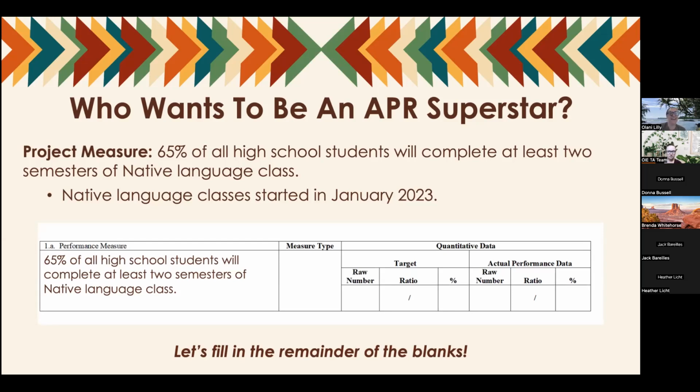Let's go ahead and look. Again, the scenario is that 65% of all high school students will complete at least 2 semesters of native language class. Native language classes started in January 2023. Again, how are you going to complete this information? There's your performance measure in that box.